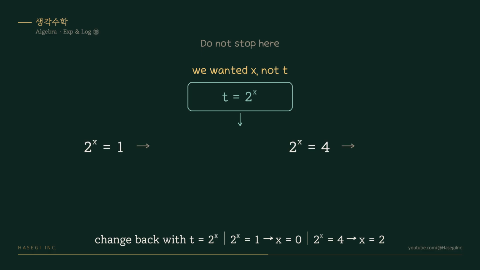If 2 to the x is 1, then x is 0. If 2 to the x is 4, then x is 2. The answer is x equals 0 or x equals 2.